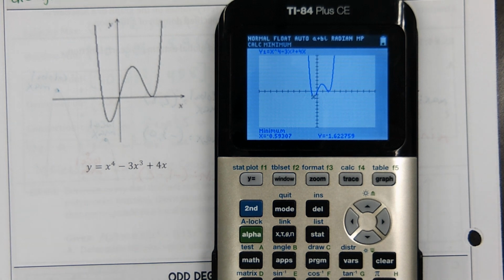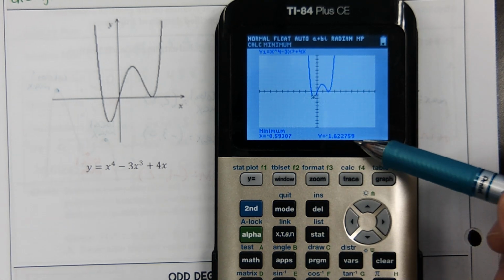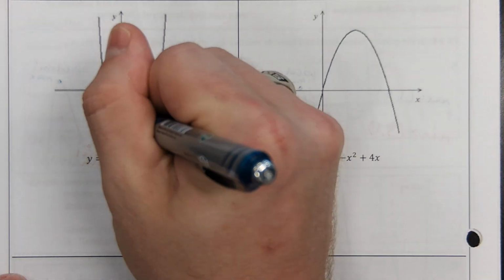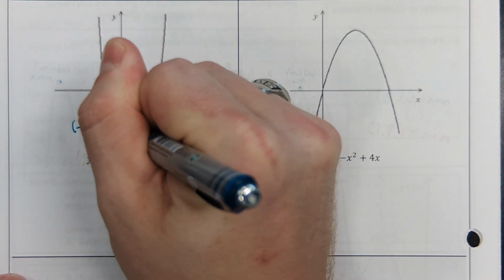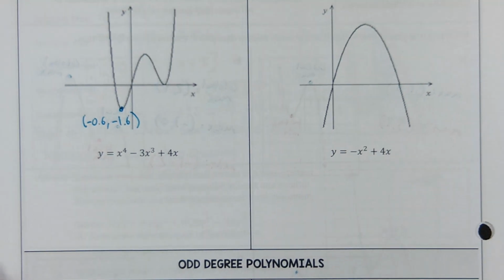I got a question. Yeah. How do you make your calculators act like your normal coordinates? Zoom 6. Oh, okay. Because Zoom 6 is the standard window. And it'll always regraph the moment you change the window. So negative 0.6 comma negative 1.6. And this one is our global min.